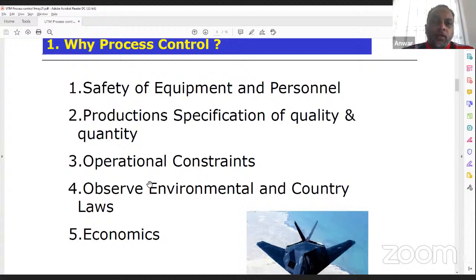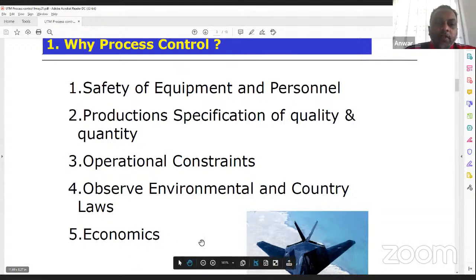Therefore, while the industry operates the plant, the environment is also taken care of, as it is our responsibility to ensure the environmental condition is not only taken care of, but not jeopardized.